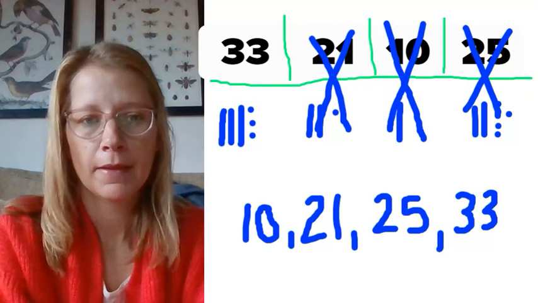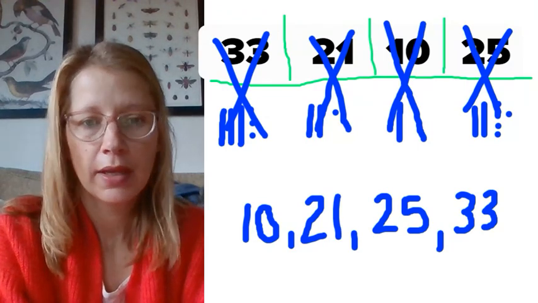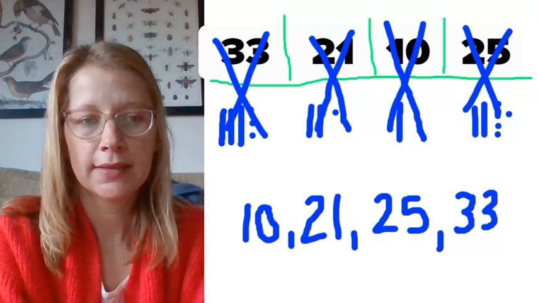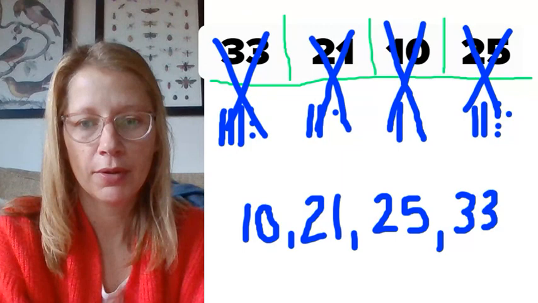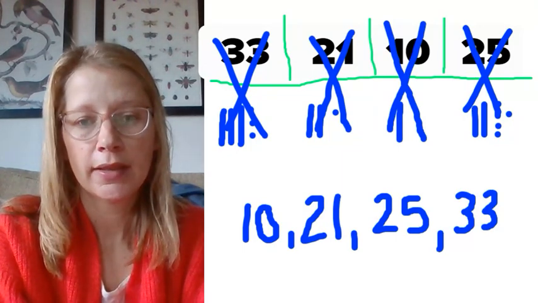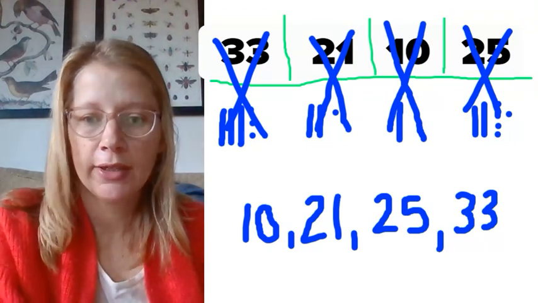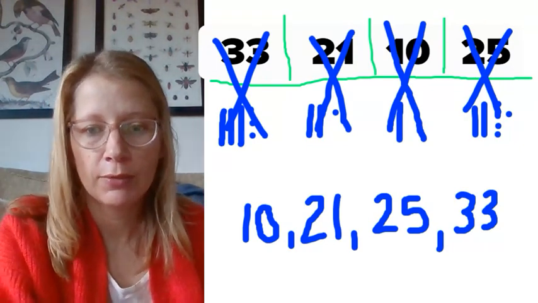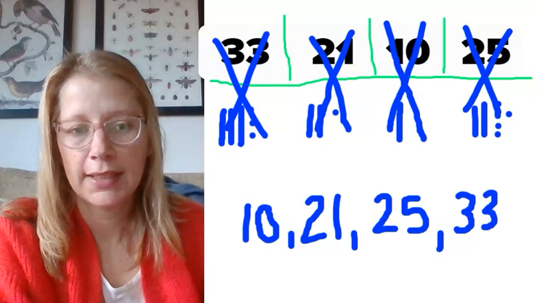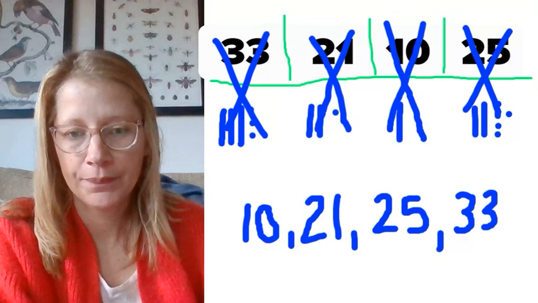Okay. So just to recap, I had 4 numbers. I used my rods and dots to help me determine which number was the least and which number comes next. And then at the very end, we decided that 33 was the biggest number of all. 10 was the smallest number, 33 is the biggest number.